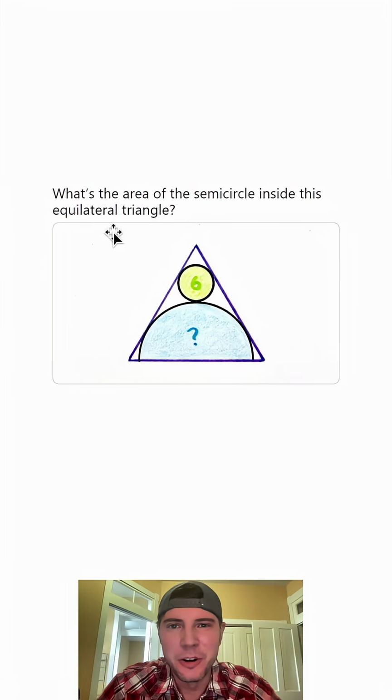Hey guys, this looks like a fun one. It says, what's the area of the semicircle inside this equilateral triangle? So we're given an equilateral triangle, a circle with area 6, and a semicircle right here.